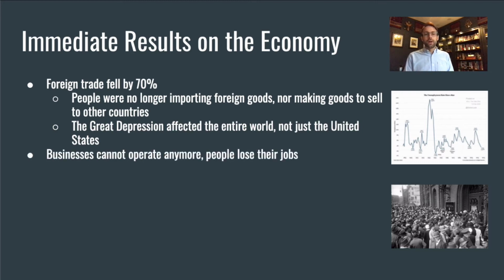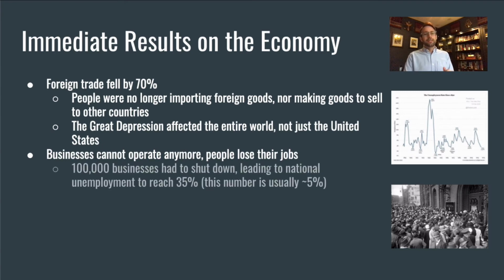What happens as well is businesses could no longer operate, right? If people don't have the money to buy stuff, then businesses really can't sell things anymore, which means they then lay off their workers, so people lose their jobs. What we see in the immediate fallout of the Great Depression, 100,000 businesses had to shut down. So we're talking small businesses, people that owned them, and that was their sort of entire way of making money.